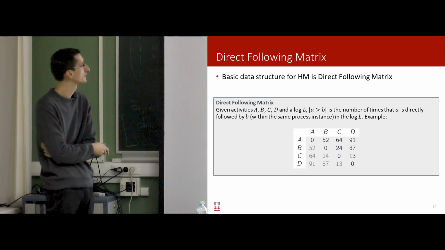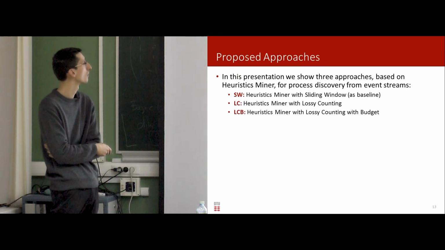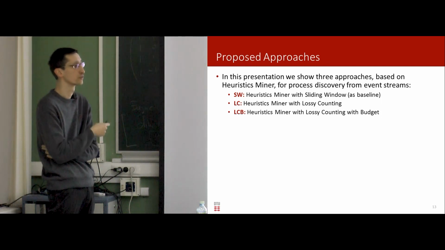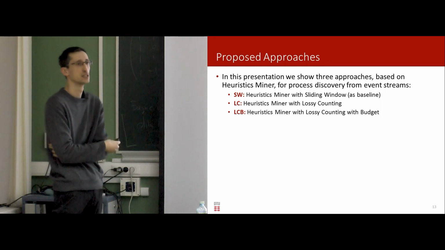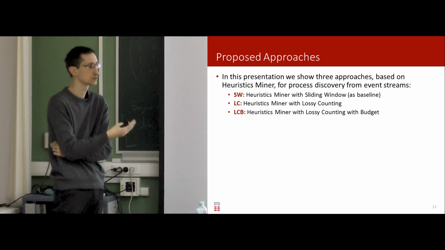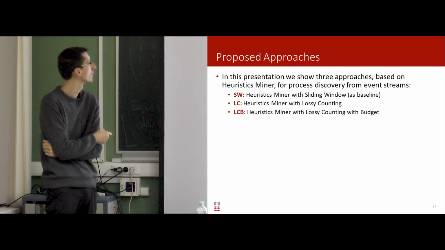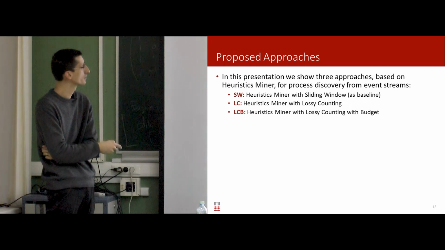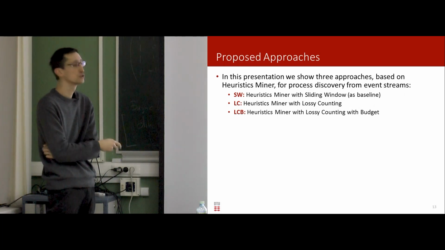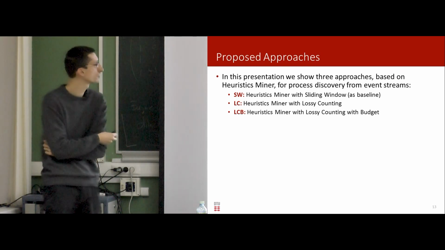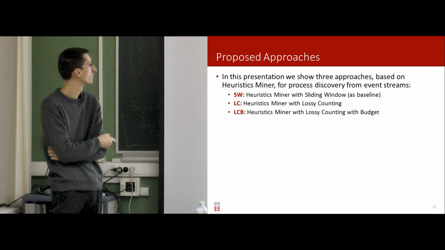Okay, so we decided to leverage this algorithm for our online solution. And we identified three possible approaches. The first is a sliding window approach, which we used as baseline. So far there were no other online control flow discovery algorithms, so we wanted to measure our approaches against something. So we applied this sliding window approach. And then we decided to reduce our problem to another problem, which is called frequency counting, which is a well-known problem that we will see in a minute.